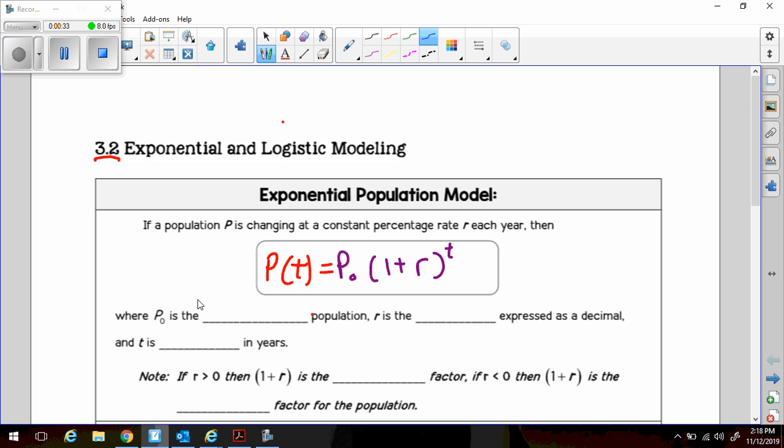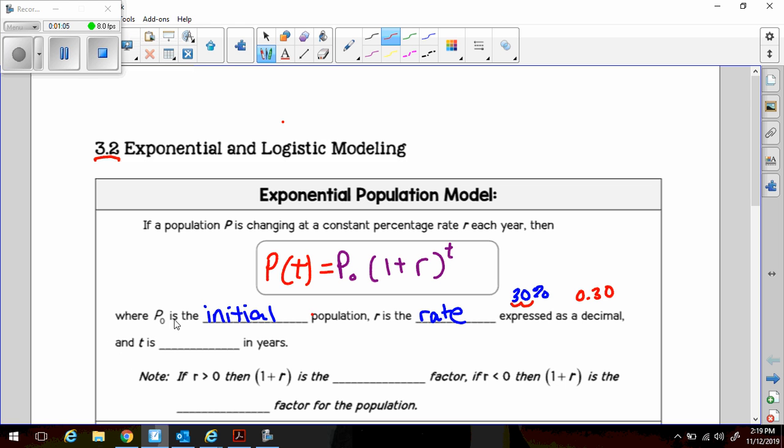P sub 0 is our initial population. This is very similar to other formulas we're going to work with. R, of course, is the rate. It has to be in a decimal, not a percentage. If you're given something like 30%, to make it into a decimal, you have to move the decimal spot over twice. So this is 0.3 as a decimal.